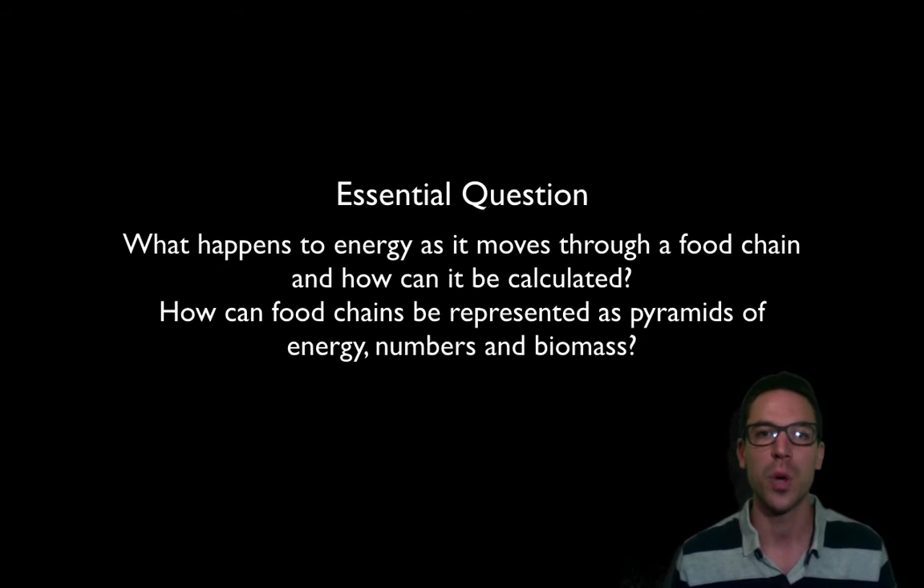So our essential question, we have two of them today. One is what happens to energy as it moves through a food chain and how can it be calculated? So we'll take a look at energy loss and calculating the energy that's lost along the way. And also how can food chains be represented as pyramids of energy, numbers, and biomass? So we'll take a look at some diagrams of representing what's happening to populations, energies, and biomass along the way.